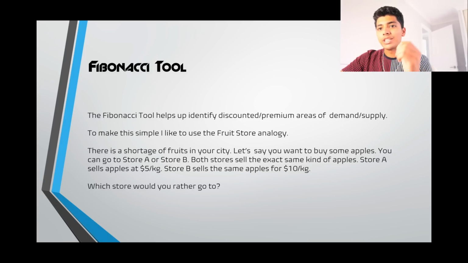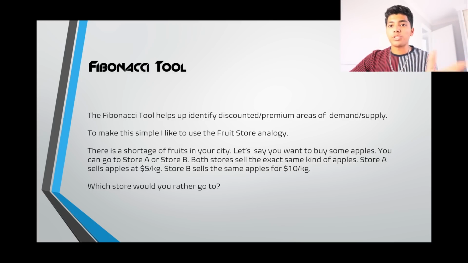There's a shortage of fruits in your city. Let's say you want to buy some apples. You can go to store A or you can go to store B. Both stores sell the exact same kind of apples. Store A sells the same apples at $5 a kilo and store B sells the same apples at $10 a kilo. Which store would you rather go to?